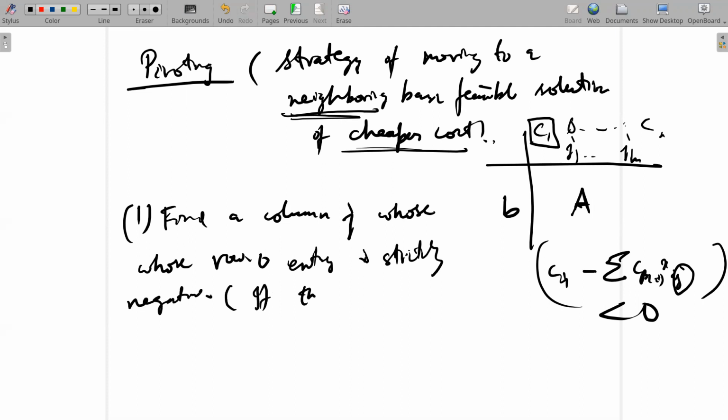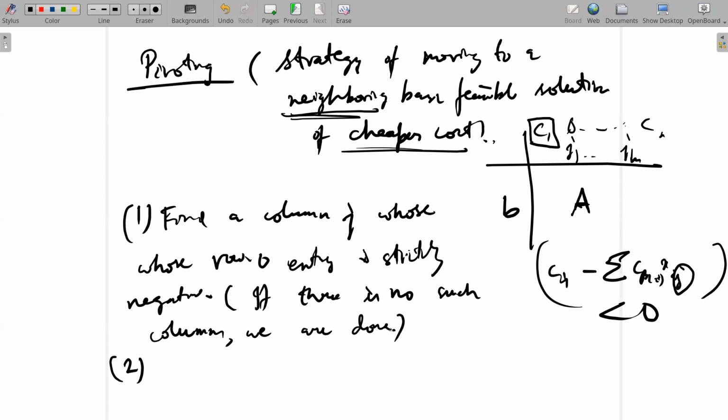If there is no such column, then all of the modified costs are bigger than or equal to 0, and we are done by a previous theorem. We had proved that if the modified cost Cj bar is bigger than or equal to 0 for all j, then whatever basic feasible solution you are at is already the optimal solution. So the algorithm terminates if this cannot be done.